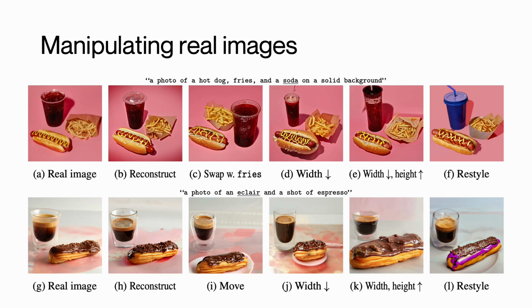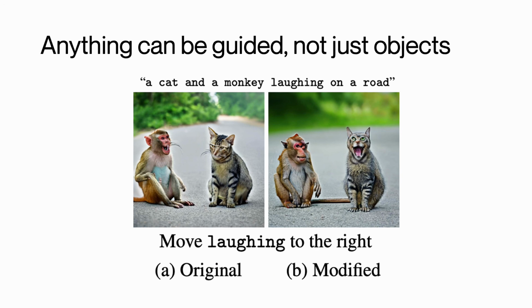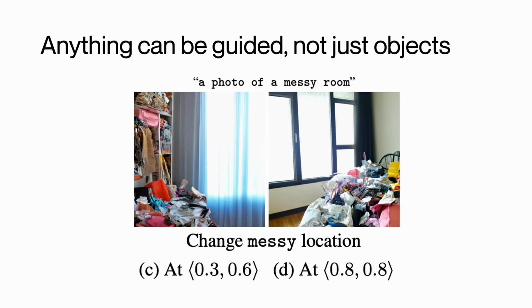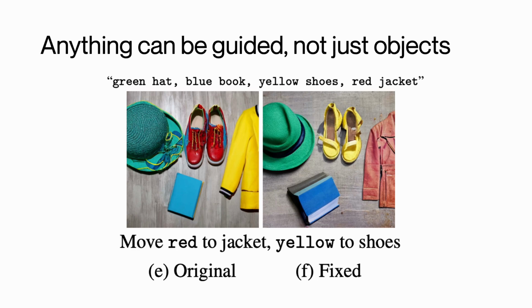Self-guidance isn't limited to editing generated images and can be applied to real images as well. Please see the paper for more details. Finally, we show that we can also guide verbs and adjectives to make fine-grained changes to generated scenes. We can even use self-guidance to fix attribute binding errors in images generated by our model.